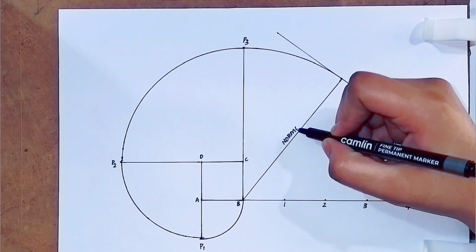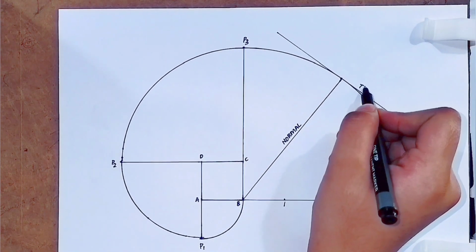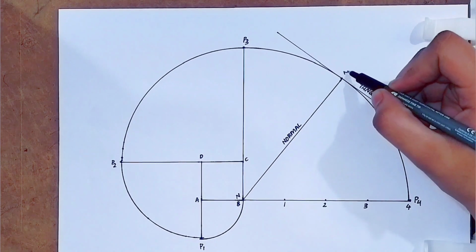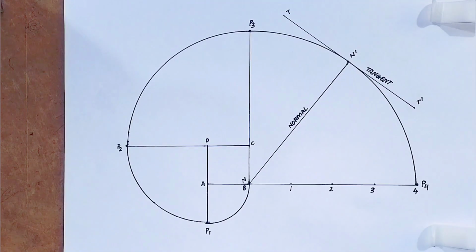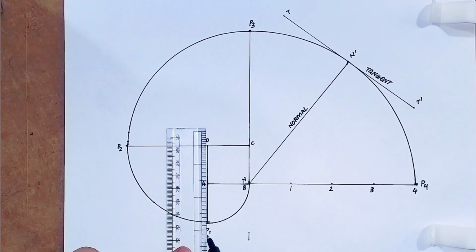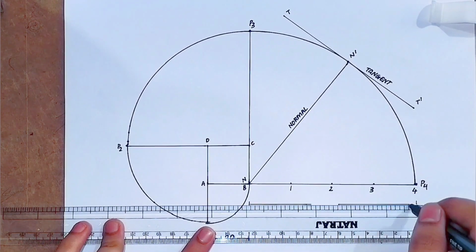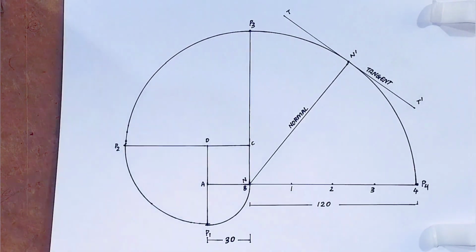This line is the normal and this is the tangent. Label the normal with N, N dash and tangent T, T dash. The dimensions of the square are 30 millimeter in each side and this line is 120 millimeter. This is the involute of square. Let's draw the same thing in AutoCAD.